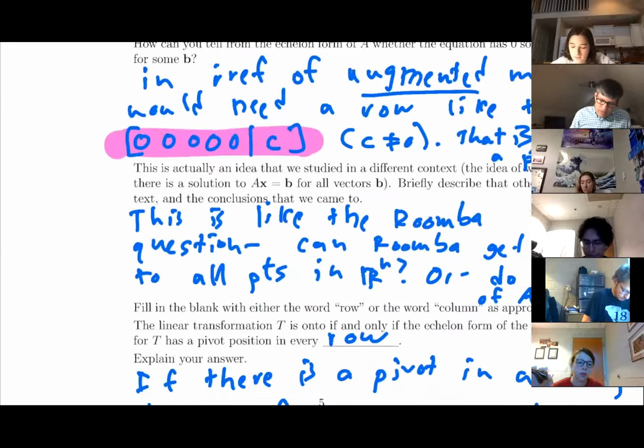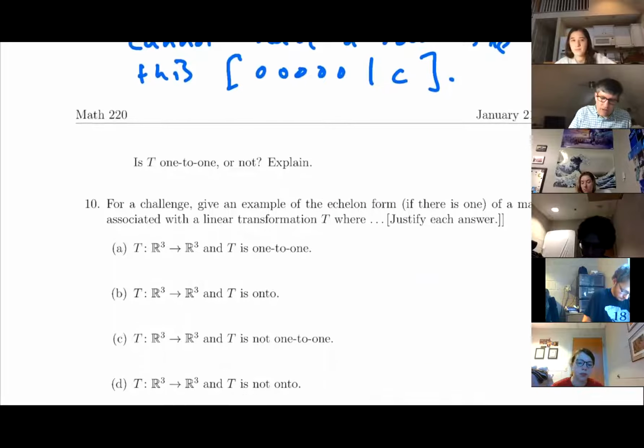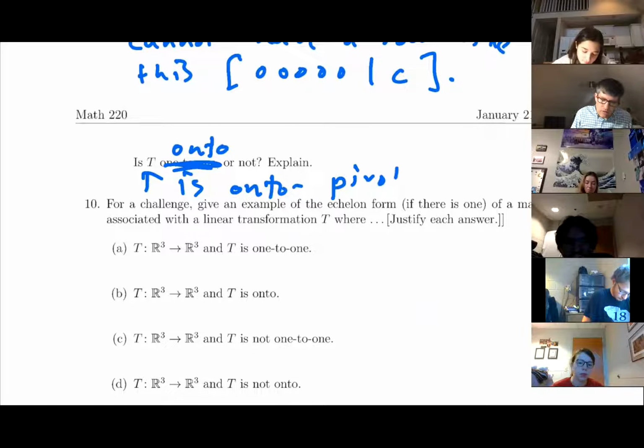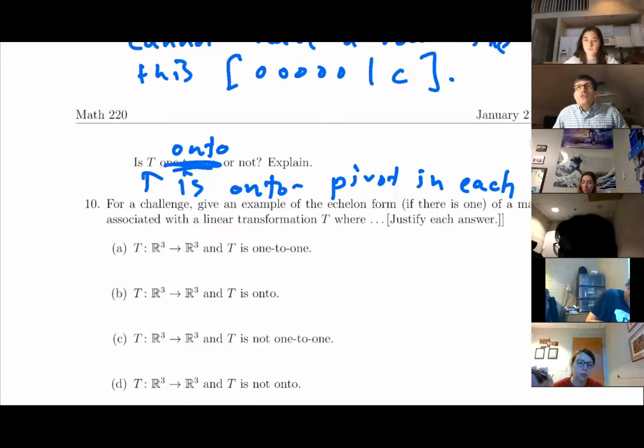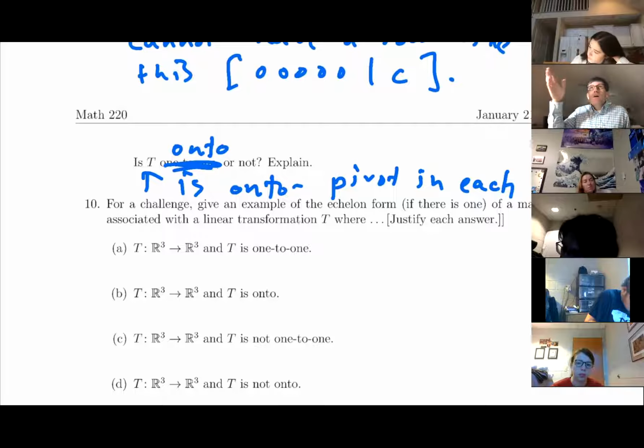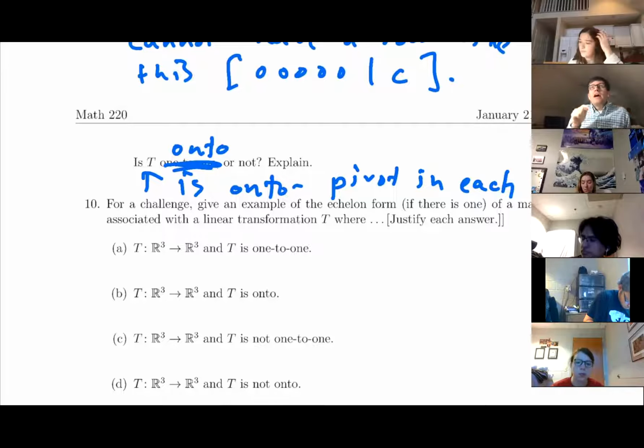All right, so I'm going to move over there. I think that's it. Oh yeah, that's what I just did, so I can do that here too. It says, is it onto? T is onto, pivot in each row. So this idea of onto really is all about looking at the rows, like 0, 0, 0, 0, 0, something else. It's all about looking at those rows.